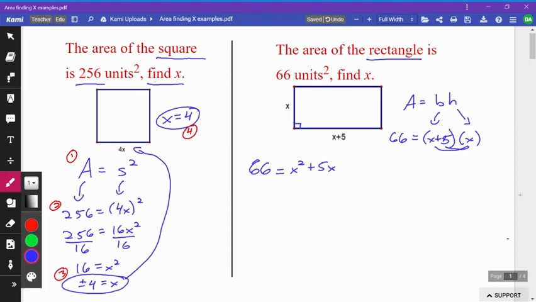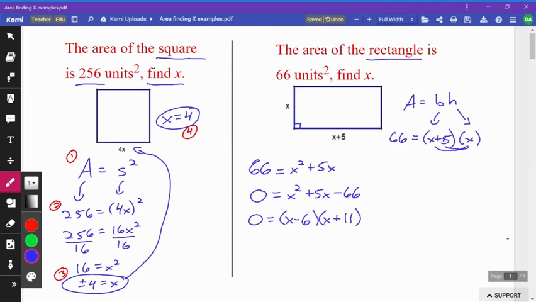Now if I go back to my algebra days, I want to bring everything over. So I get 0 equals x squared plus 5x minus the 66. And now what I need to do is I need to factor this. Well, this factors into x and x. And now I need two numbers that multiply to 66, combine and give me 5. Those numbers are an 11 and a 6. This is positive, this is negative.